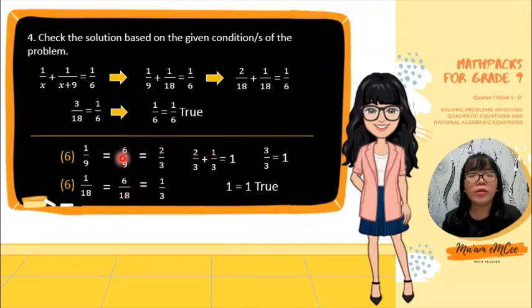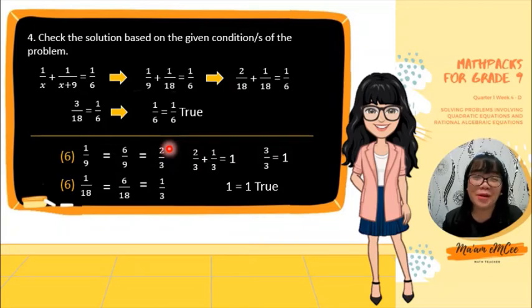If we are going to reduce these two fractions into lowest terms, we have 6 over 9. The common factor, or the greatest common factor, is 3. So we divide 6 by 3, that is equal to 2. We divide 9 by 3, that is equal to 3. So therefore, the lowest term of 6 over 9 is 2/3. I'm so sorry about that one.